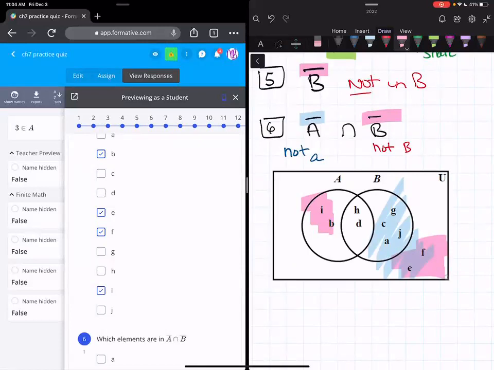So the upside down symbol, is it the union? Is it everything? Or is it the intersection, what they share? This is share. So which elements are shared? Just E and F.